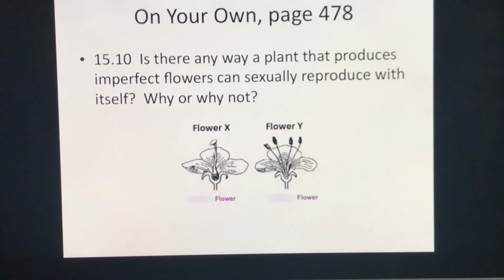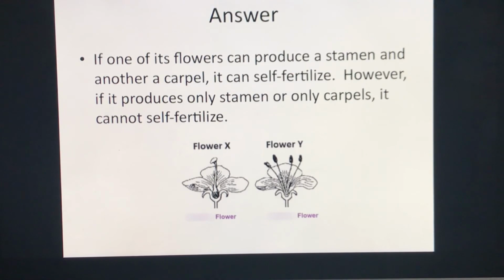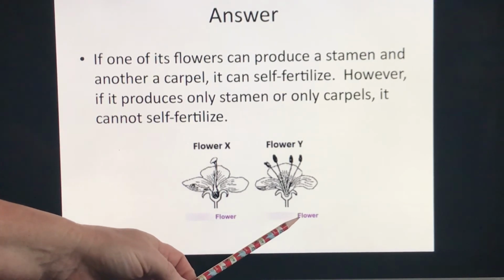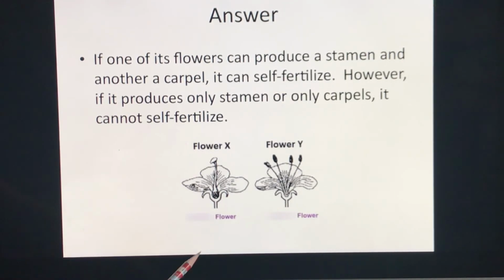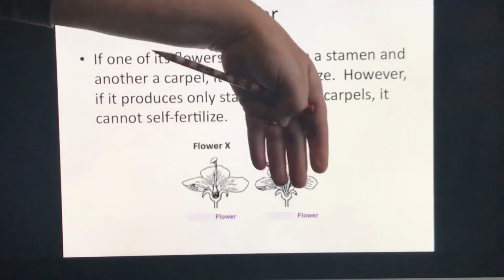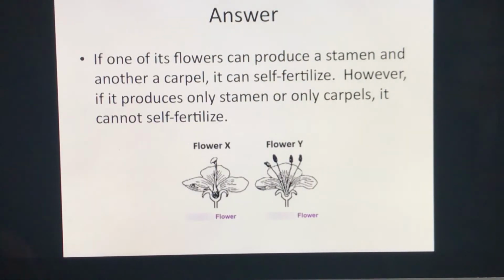Okay, on your own 478, 15.10: is there any way a plant that produces imperfect flowers can sexually reproduce with itself? Why or why not? So the answer here is if one of its flowers can produce the stamen, that would be here, and another the carpel, like on the same plant, it can self-fertilize. However, if it only produces, say, one or the other of these, then it cannot self-fertilize.